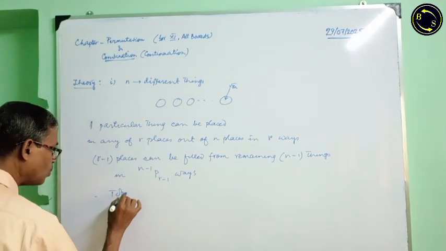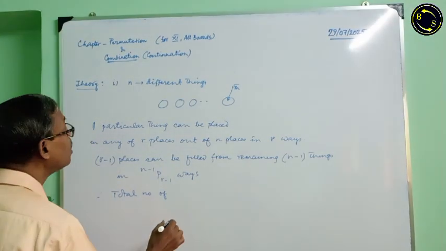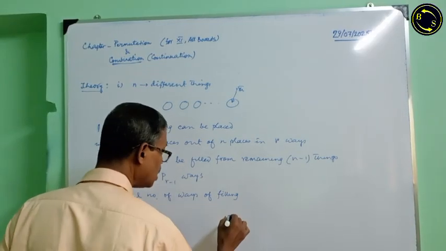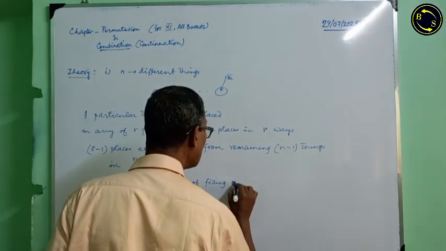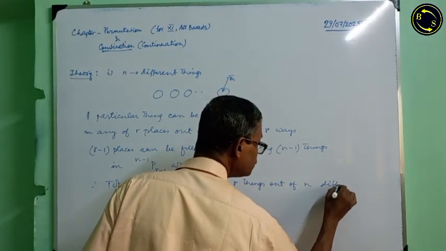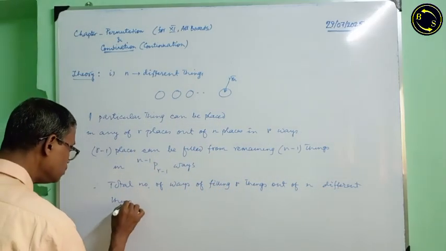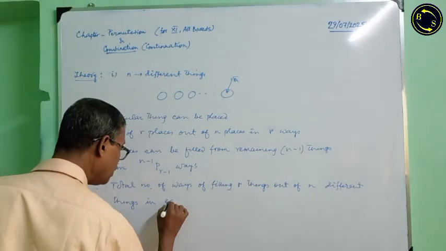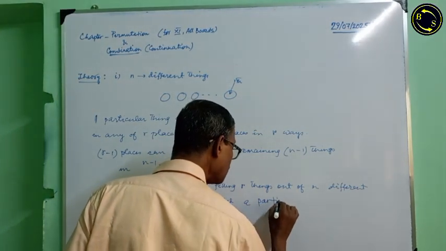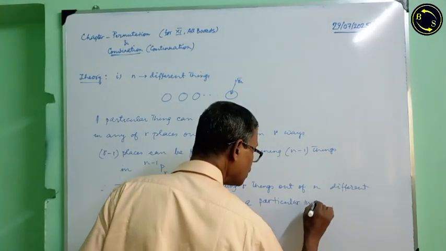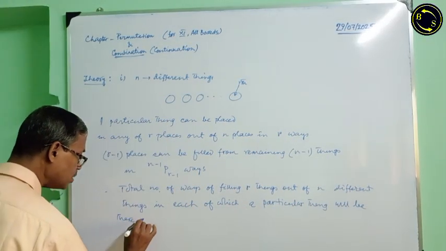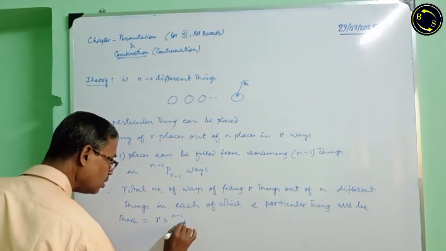Therefore, total number of ways of filling r things out of n different things, in each of which a particular thing will be there, is equal to r into n minus 1 P r minus 1.